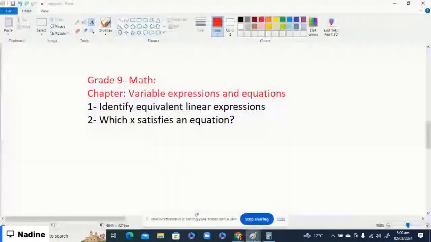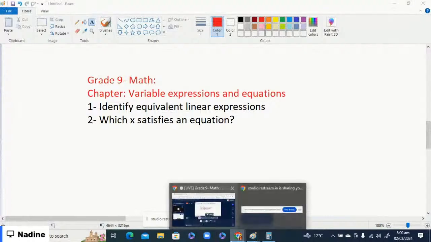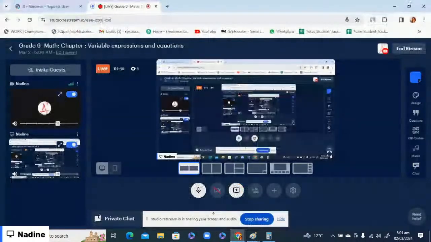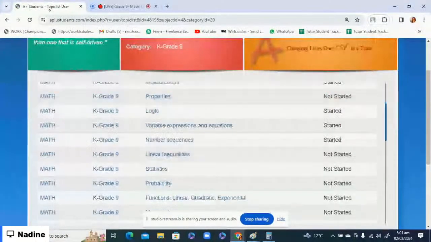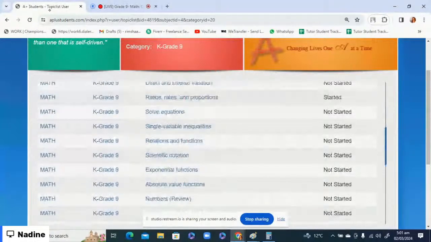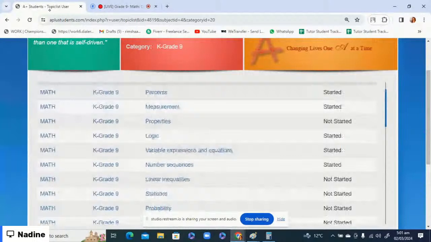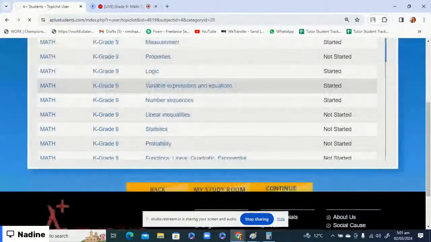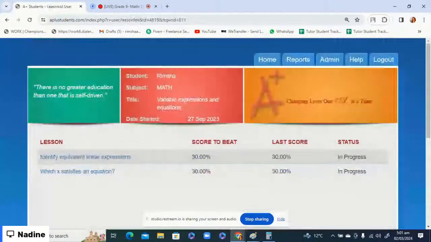So, today here we will discuss grade 9 maths. The chapter name is Variable Expression and Equations, and these are the names of the lessons: identify the equivalent linear expression and which x satisfies an equation. So, let's get started. Variable expression and equations. Let's do the first lesson.